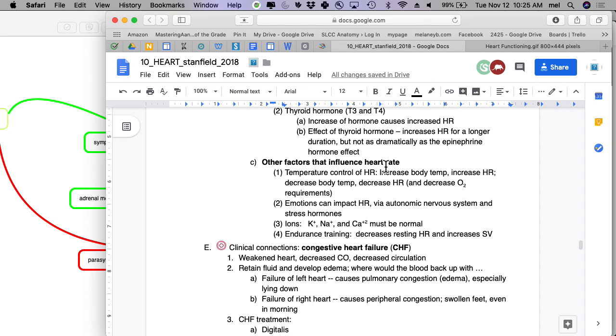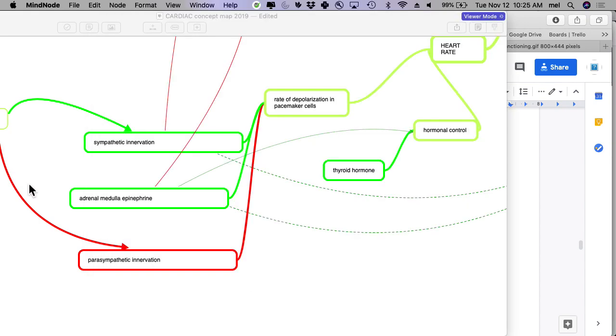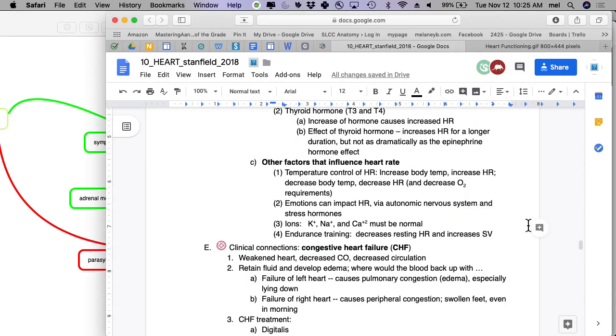Okay, so what are some other factors that influence heart rate? I didn't put them on here because it was messy enough. Temperature increases heart rate because temperature increases diffusion rate. At lower temperatures, the calcium and sodium diffusion into the pacemaker cells would be slower, so your heart rate tends to be a little lower at lower temperatures and a little higher at higher temperatures, just because of diffusion. The other thing that's true is at lower temperatures your metabolic rate is also lower, so your oxygen requirements are lower, so a lower heart rate is fine.